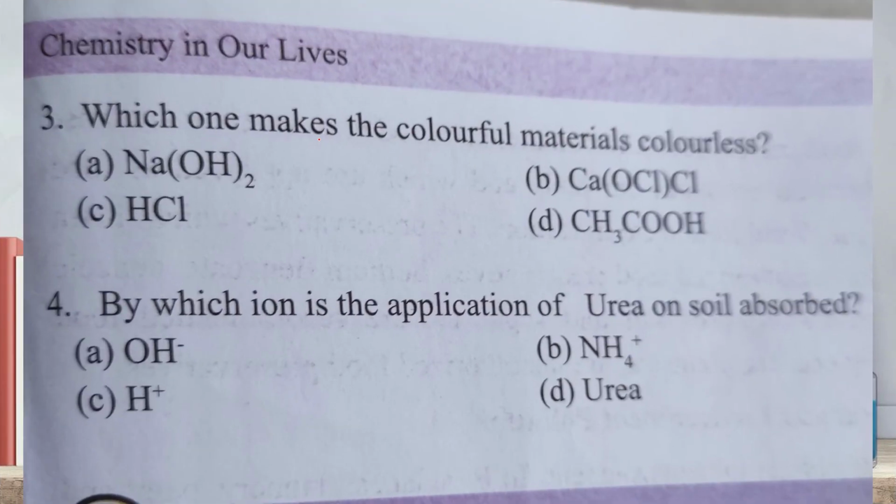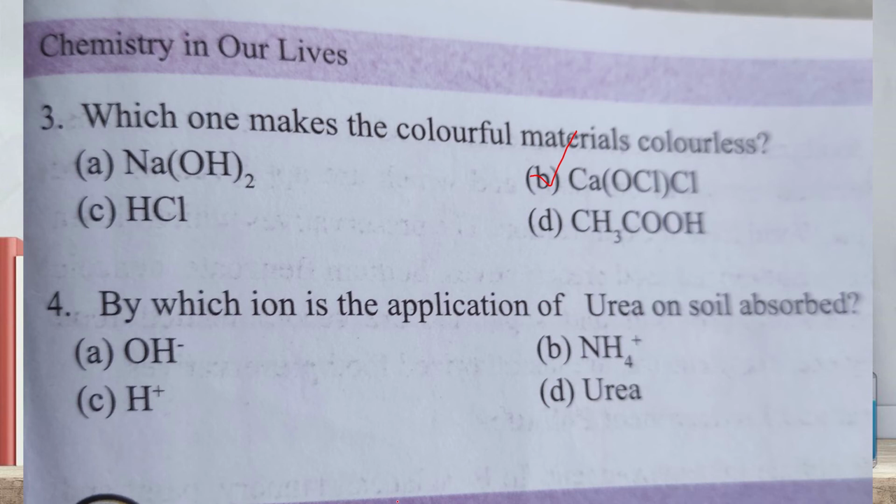Question 3, which one makes colorful materials colorless? Sodium hydroxide is given, but this is a wrong formula in your book, you will make it correct. Calcium chlorohypochlorite, this is bleaching powder, hydrochloric acid and acetic acid. Now dear students, calcium chlorohypochlorite is also known as bleaching powder and it is an anti-pigment. That means it makes colorful materials colorless. So option B is the correct answer.